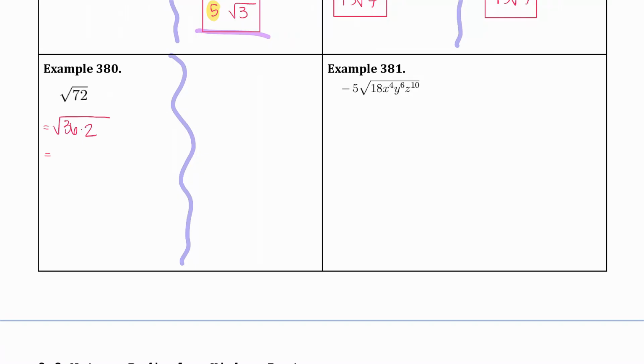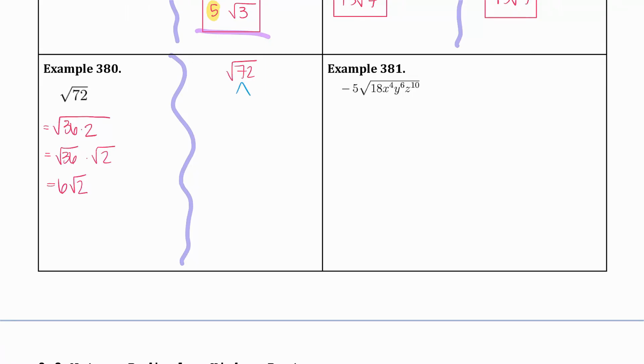My product rule from above says we can write this as the square root of 36 times the square root of 2. Well, 36 is a perfect square. The square root of 36 is 6. Then we still have that square root of 2.